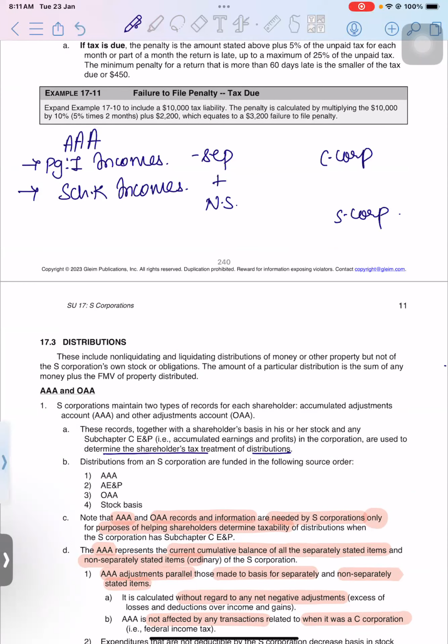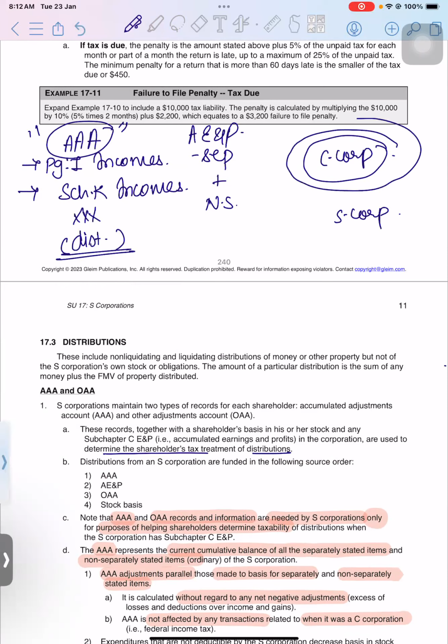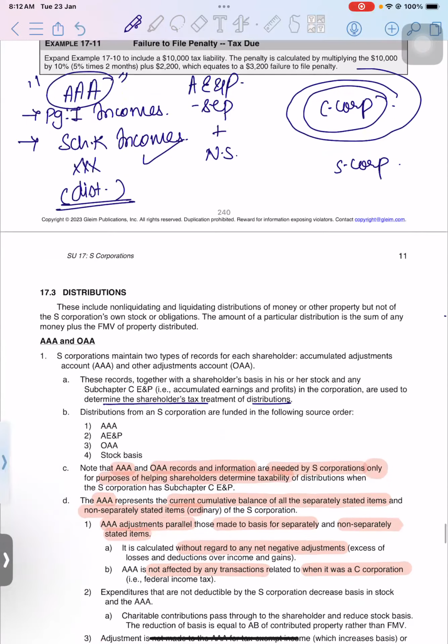Any distributions which are related to the C corp will not be reduced from the AAA, but will be reduced from accumulated E&P. Remember this very well. So if your AAA balance is positive, you can reduce from it only the distributions which pertain to the S corp. Any item which pertains to the C corp, like previously it was a C corp, due to which there were some separately stated or non-separately stated items, will not be considered in AAA.